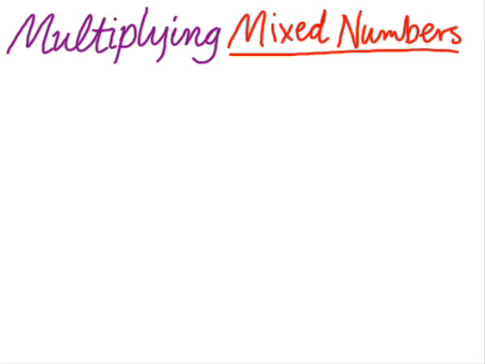Multiplying mixed numbers is not really difficult. Let's try a couple examples. 2 and 1/2 times 3 and 1/5. Again, just as when we were multiplying fractions, we write them horizontally. The first thing that we need to do is to convert these mixed numbers into improper fractions.